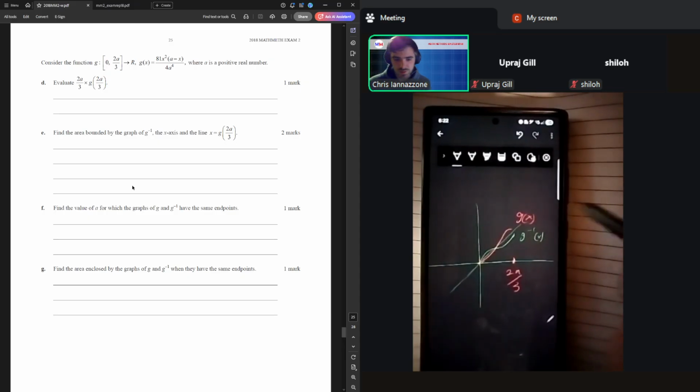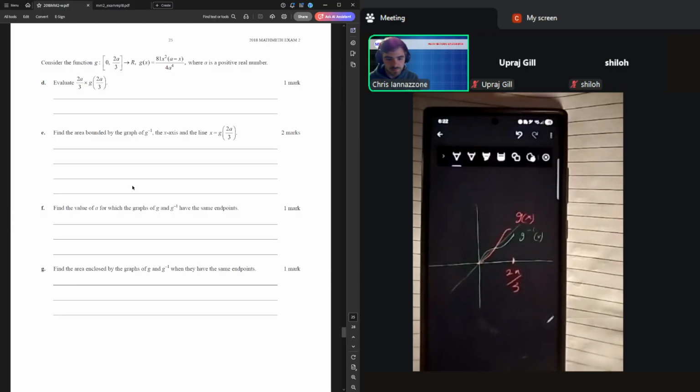And you can put this on a CAS with some value of a, right? I'm just sort of drawing it. In fact, I don't really know why I'm not doing it on the CAS. Probably better to do it that way. So there was that. We got g inverse.